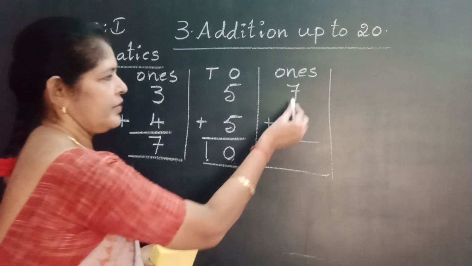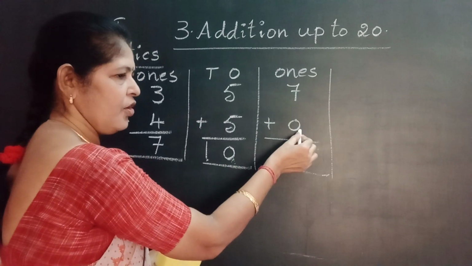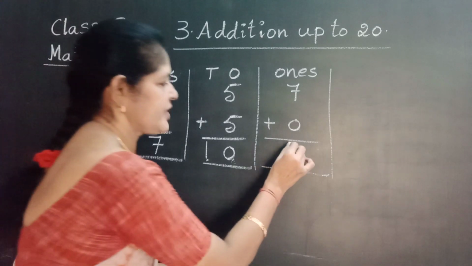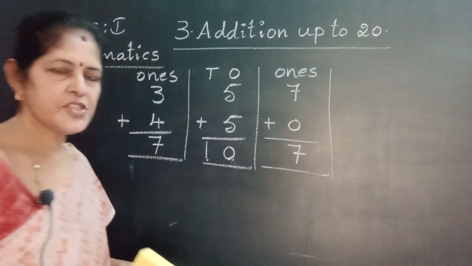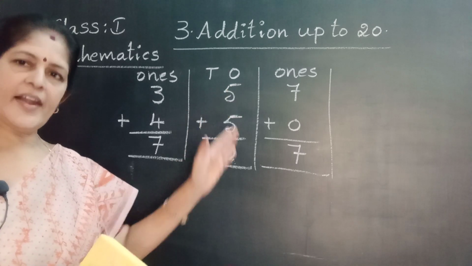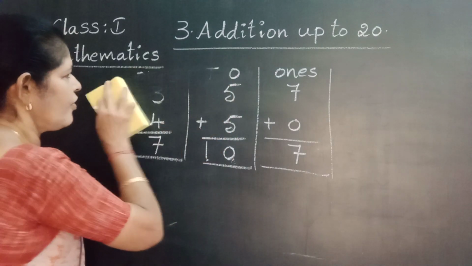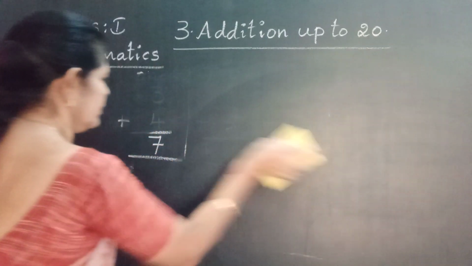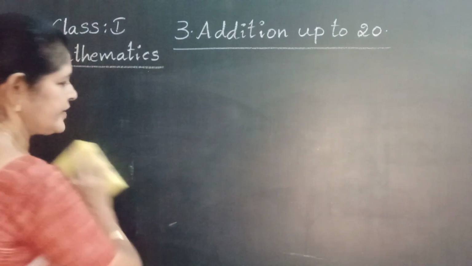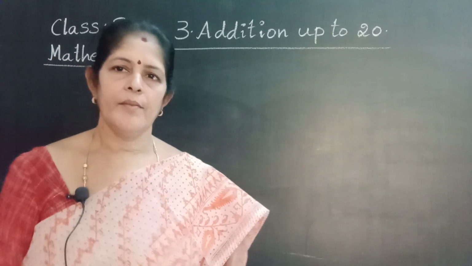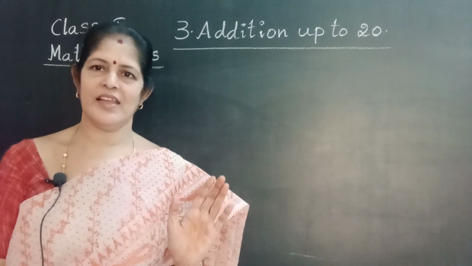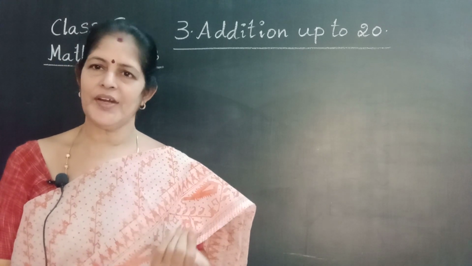Now come to here. 7 plus 0. Using concept here, number plus 0, same number. Understood? These are vertical addition of 1-digit numbers. Now I show you. We adding 1-digit numbers, we get 2-digit number. Total goes to 2-digit number.